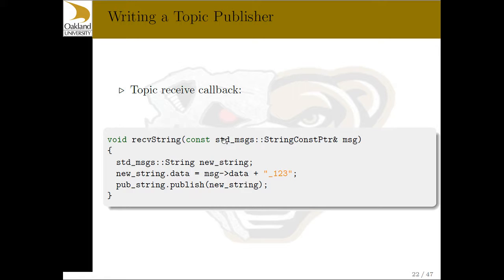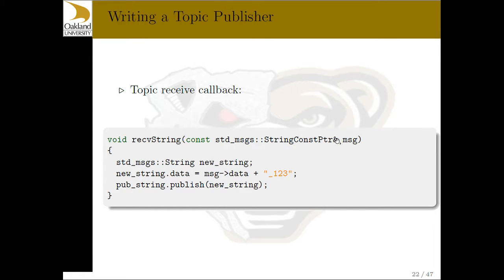In our particular case right now, we're subscribing to a string message, so this std_msgs string is what's going to change. If we go to an integer, for example, this would be std_msgs Int32 const pointer ampersand. The key thing to remember here is what's going to stay the same all the time and what's going to change in your particular situation. Things that are going to stay the same are const and const pointer ampersand. What's going to change is std_msgs string. And then msg is just the name of the argument. It can be whatever you want, as long as you use it appropriately in the function itself.